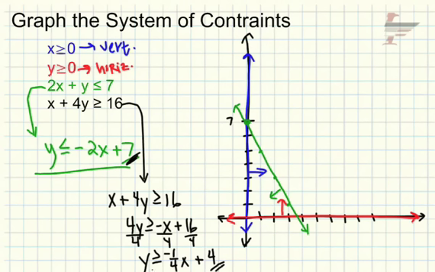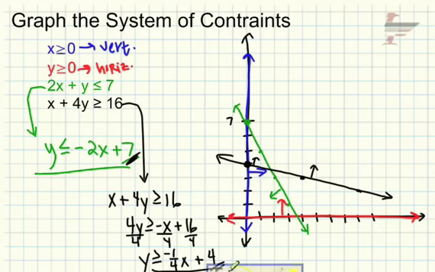Y is greater than or equal to negative 1/4 x plus 4, so we go up 4, put our point, and then negative 1/4, so down 1 over 4, down 1 over 4, and we have this line. And the inequality says we shade greater than, so that's above the line, which takes our bigger triangle that we saw and cuts it down to a smaller triangle. So our shaded region is just this little triangle in here. And that's how we graph the system of constraints.